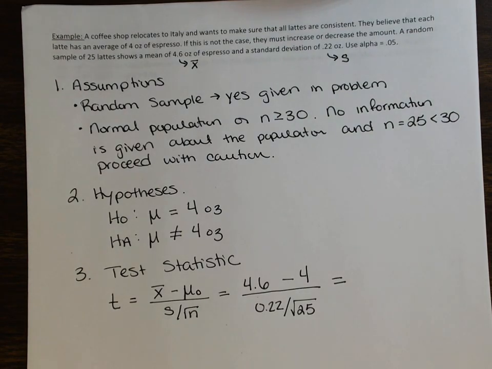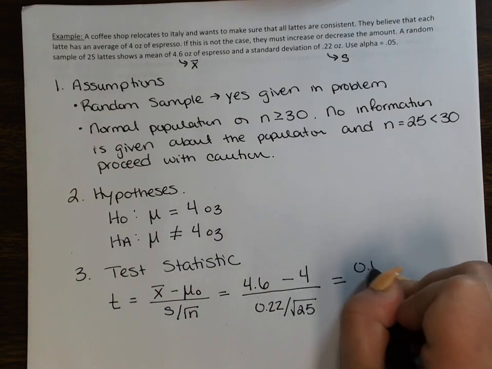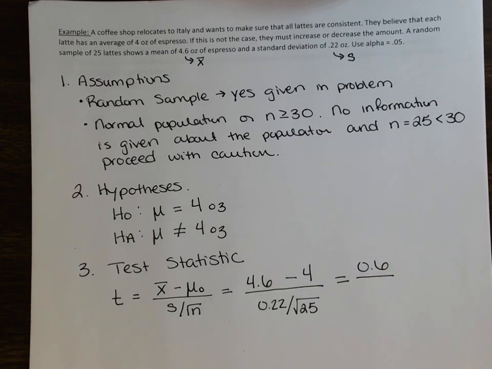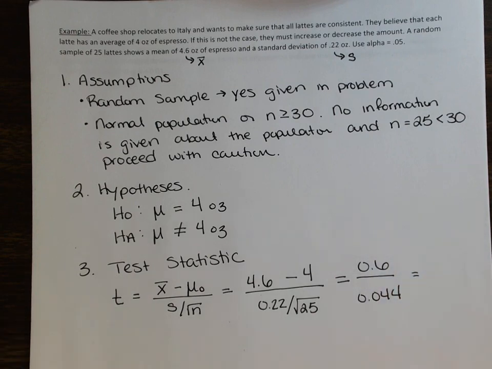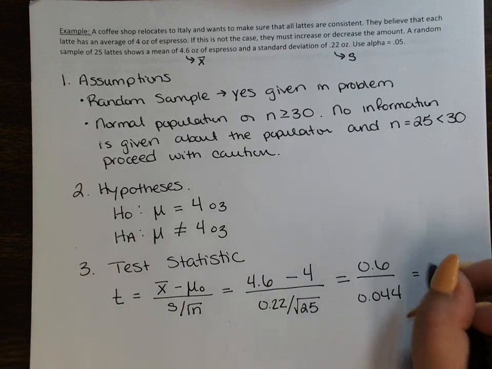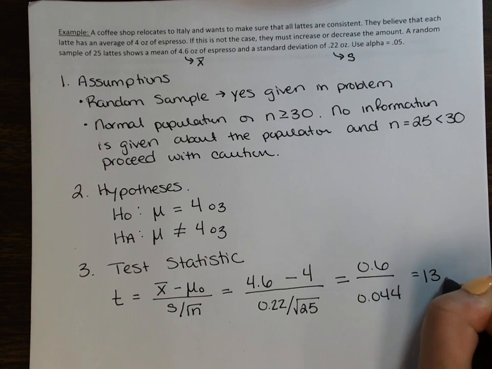So in the numerator, we're going to have 4.6 minus 4, which is equal to 0.6. And in the denominator, we're going to have 0.22 divided by the square root of 25, which is 0.044. Then taking 0.6 divided by 0.044 gives us a test statistic of 13.64.